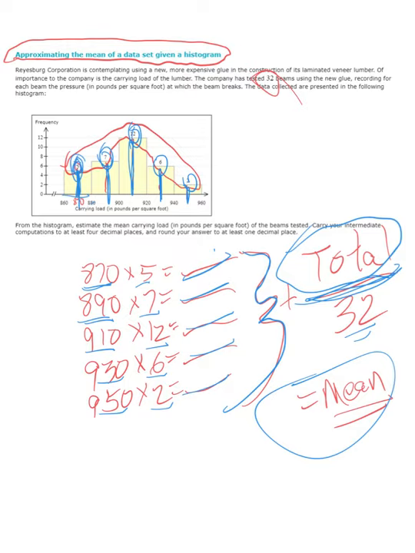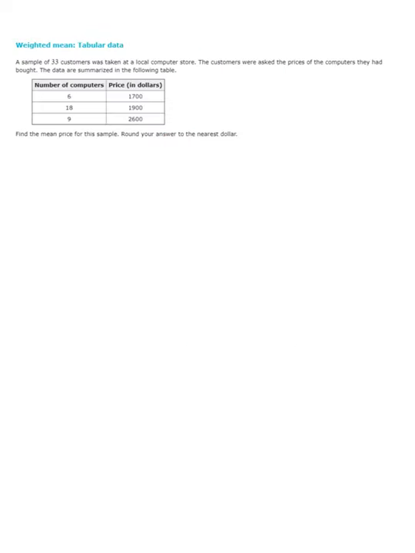All right, what do we got last? I think I saved the easiest one for last. Yeah, so here we are just doing a weighted mean. You have 33 customers. Customers were asked the prices of the computers they had bought. The data are summarized. So you had 6 computers that were bought for $1,700, 18 that were bought for $1,900, and 9 that were bought for $2,600. Find the mean price of the sample.